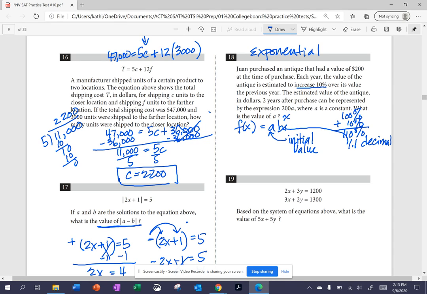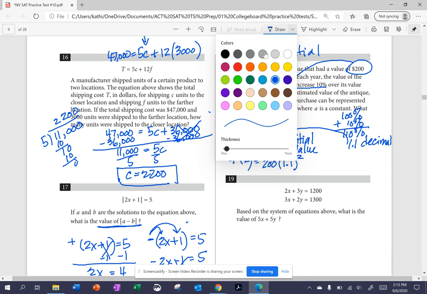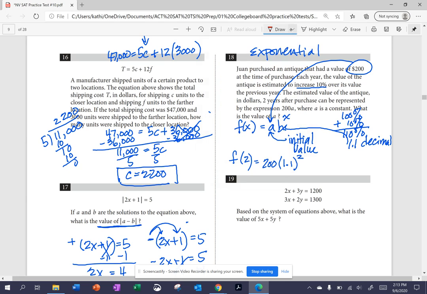So my initial value is I started out at 200. So f 2 years later is going to be 200 times 1.1 squared. So my A is this 1.1 squared. And 1.1 squared is 11 times 11, so this is going to be 200 times 1.21. So this is my A value.